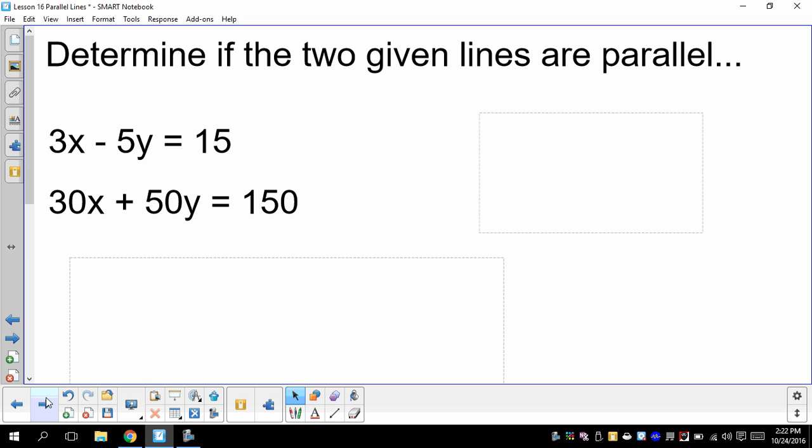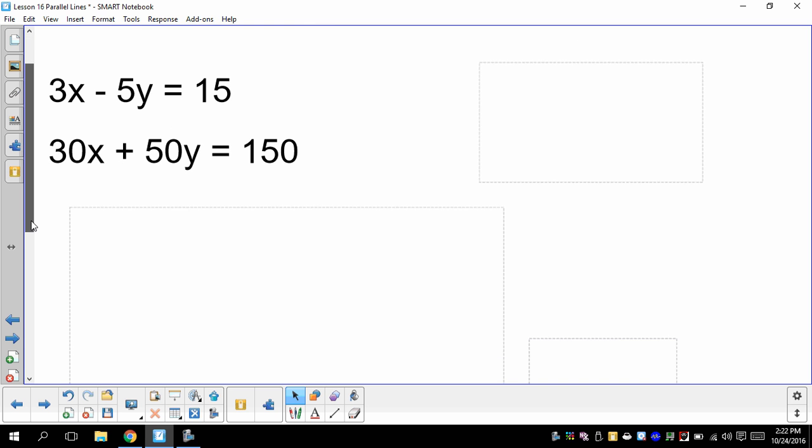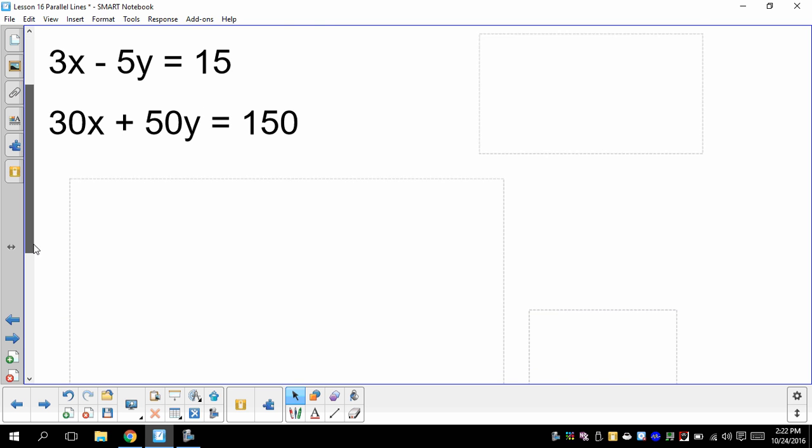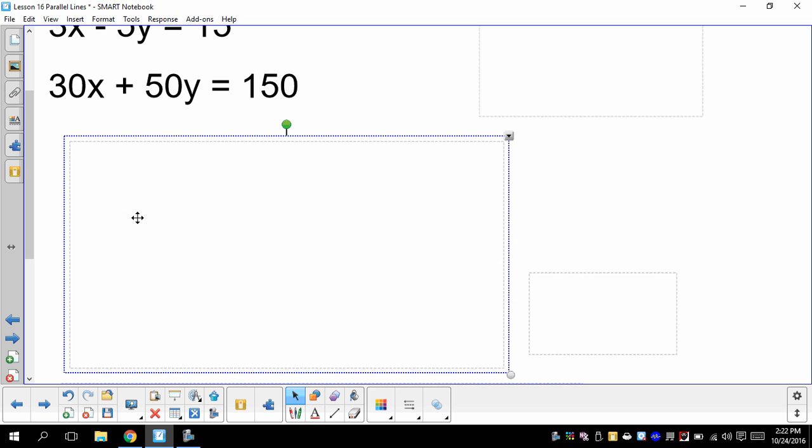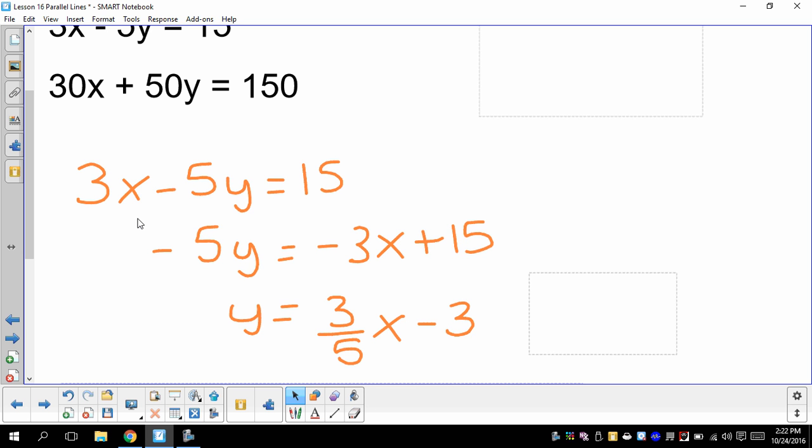That can show up in a different way, so I've given you the equations of two lines. In the last lesson we found the slopes of those equations. Now we can compare them and see if those lines would be parallel in the coordinate plane. So I'm going to take this 3x minus 5y equals 15, solve it for y and get it in slope-intercept form. And then I can see that the slope of this line is 3/5.